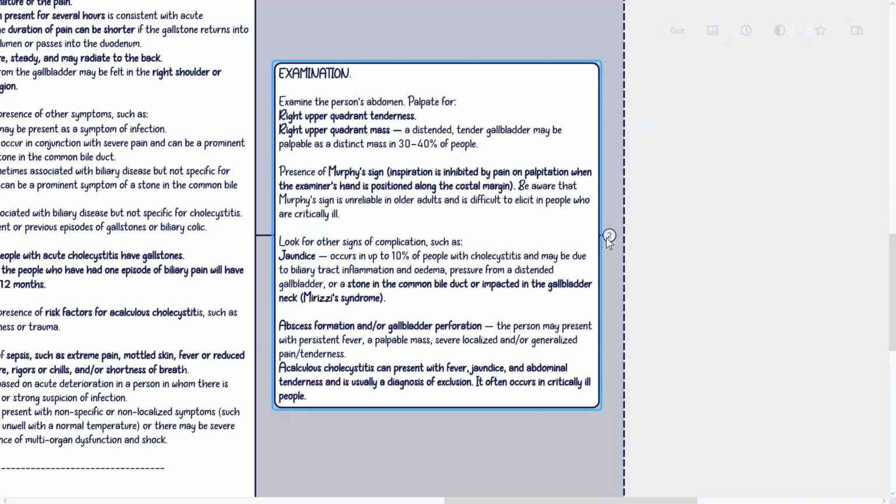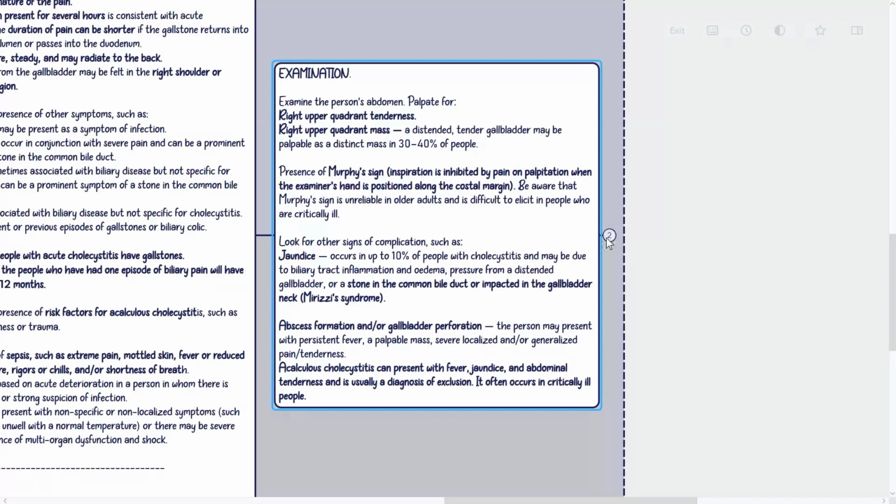Presence of Murphy's sign. Inspiration is inhibited by pain on palpation when the examiner's hand is positioned along the costal margin. Be aware that Murphy's sign is unreliable in older adults and is difficult to elicit in people who are critically ill. Look for other signs of complication, such as jaundice.